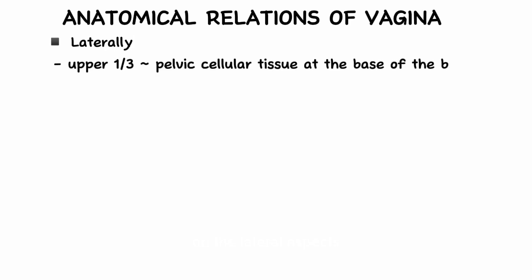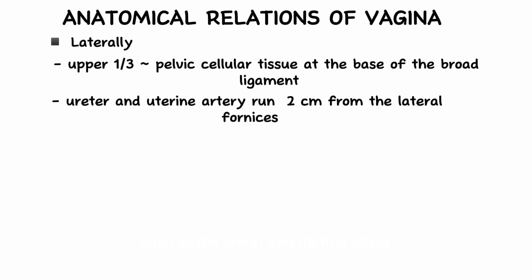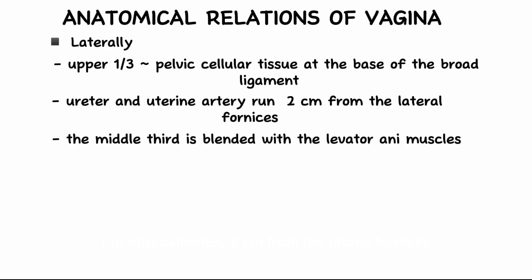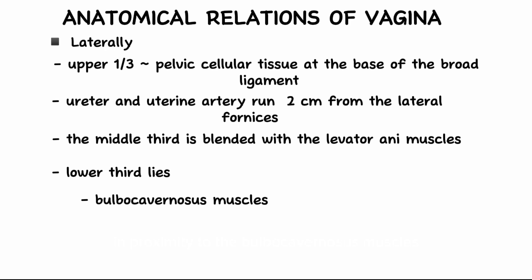On the lateral aspects, the upper 1/3 is associated with pelvic cellular tissue at the base of the broad ligament, where key structures such as the ureter and uterine artery run approximately 2 centimeters from the lateral fornices. The middle third is blended with the levator ani muscles, while the lower third lies in proximity to the bulbocavernosus muscles, vestibular bulbs, and Bartholin's glands.